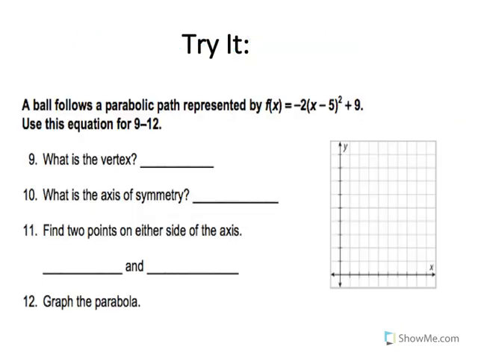Okay, so here a ball follows a parabolic path represented by the function f of x equals -2 times the quantity x minus 5 squared plus 9. Use this equation for number 9 through 12. So for number 9, what is the vertex? Before you do that, let's identify our parameters first. -2, so the graph will open down, and we have a compression.